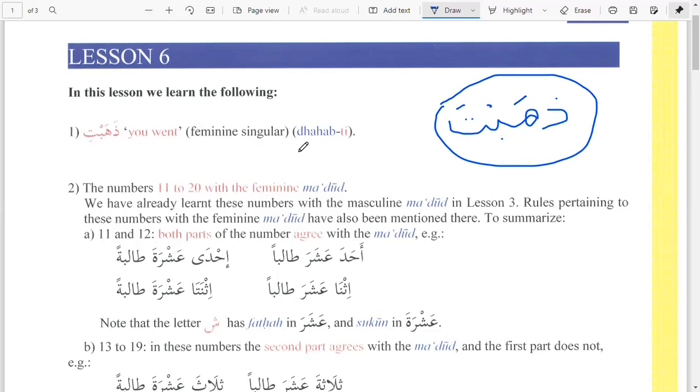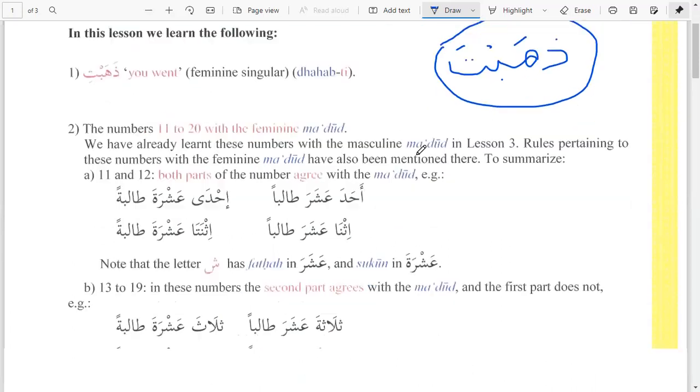We call it in Arabic Mukhatib. Mukhatib Mufrad Muzakkar, Zahabta. Mukhatib Muannas Mufrad, Zahabti. Zahabti means you went.